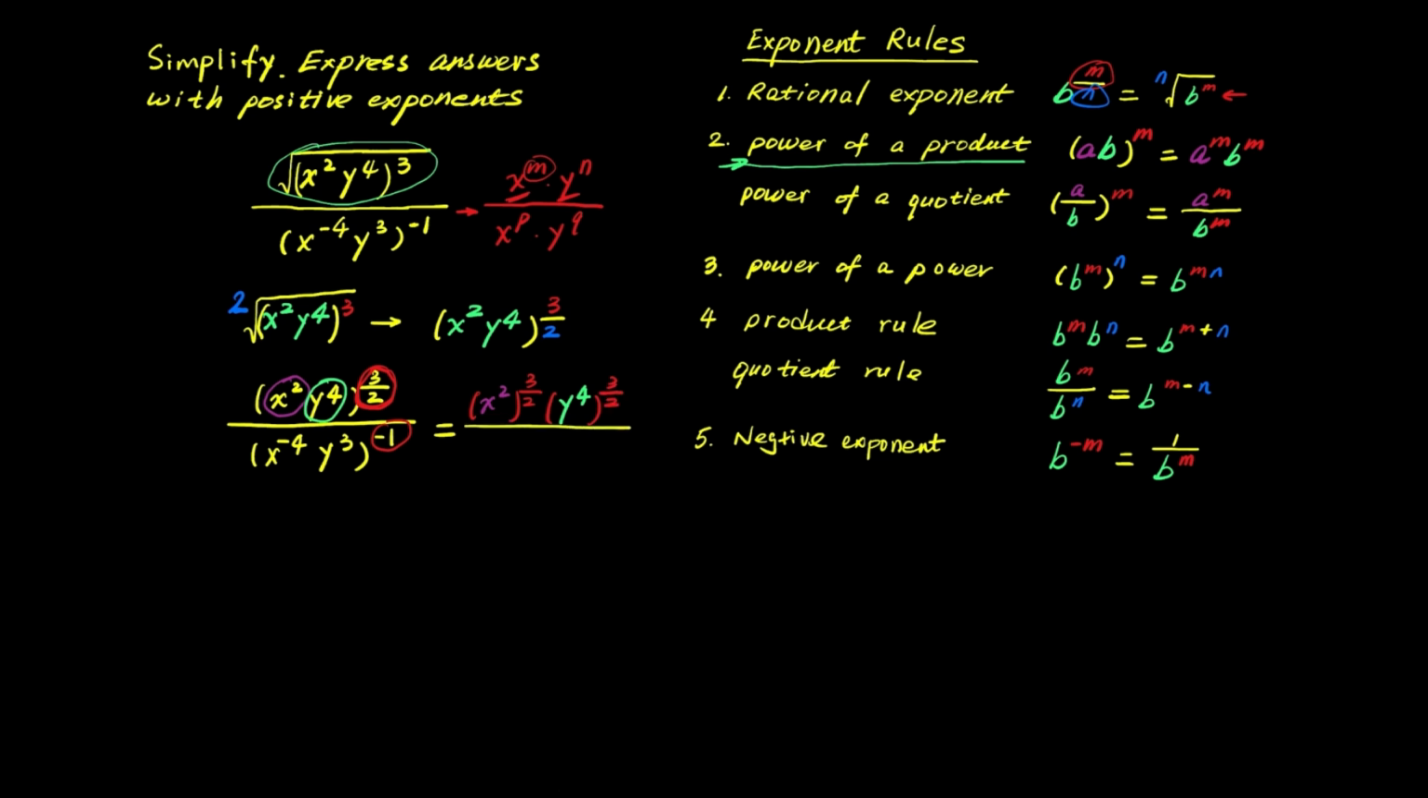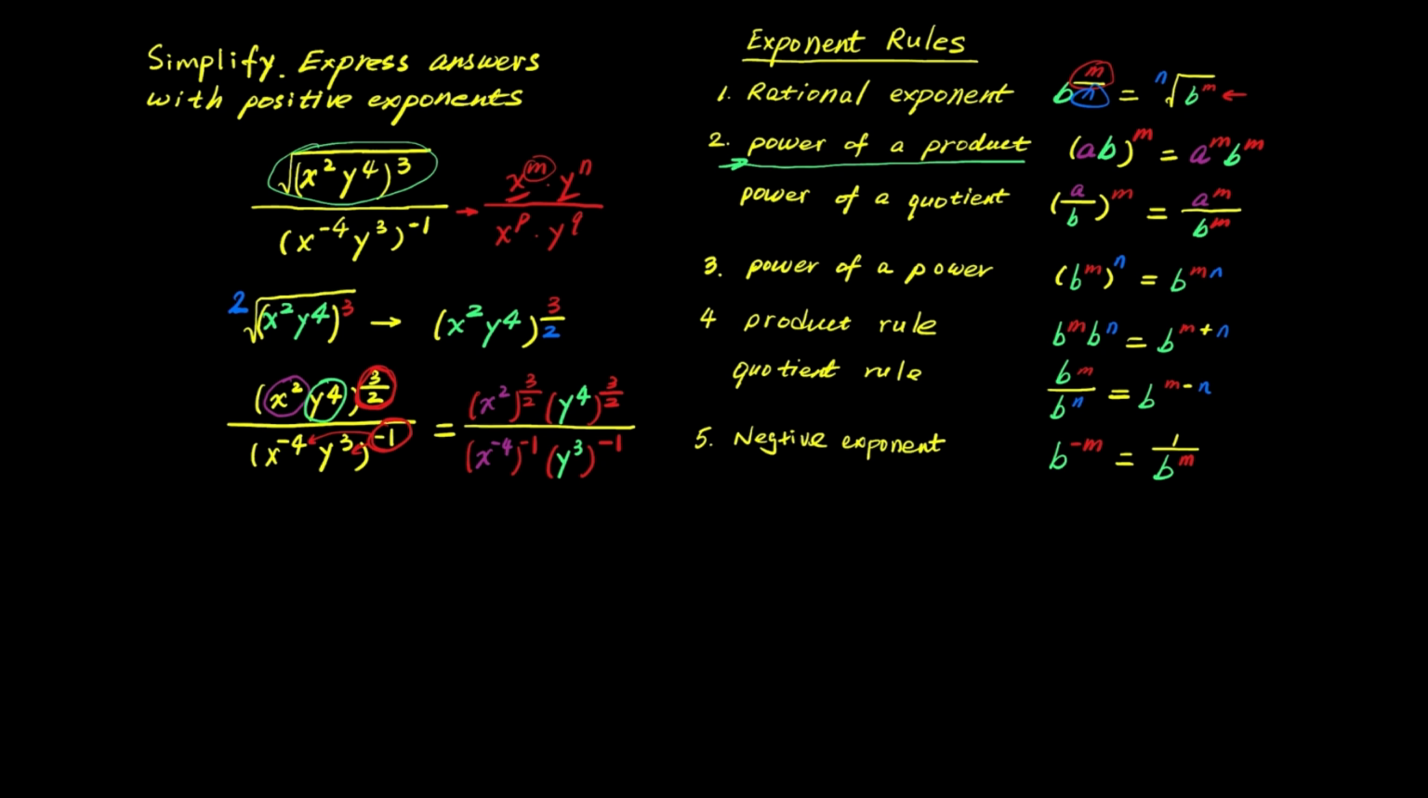Similarly, we can do the same for the denominator. Again, we can distribute this outer exponent, minus 1, to both factors inside. So we take x to the power of minus 4 and raise it to the power of minus 1. And then we take y to the power of 3 and raise it to the power of minus 1. Alright, now we've successfully separated the x and y components in both numerator and denominator.